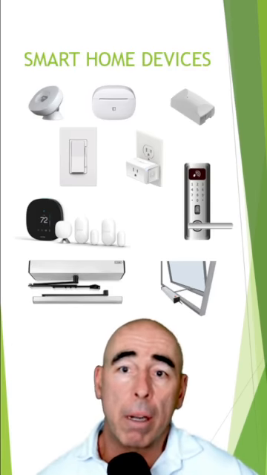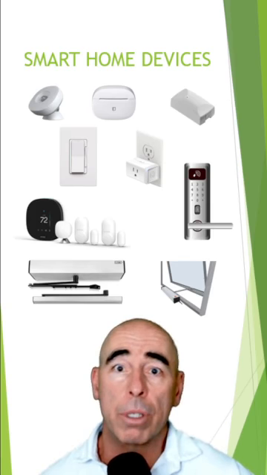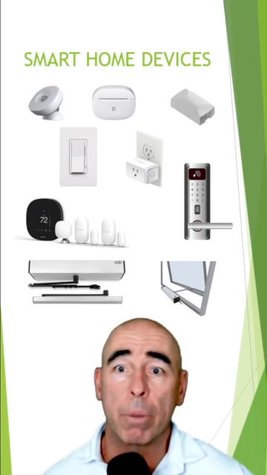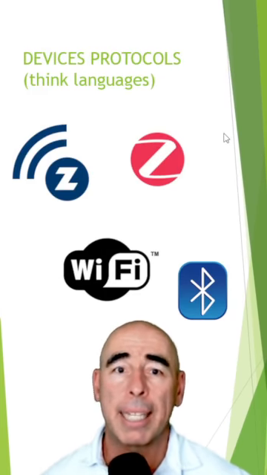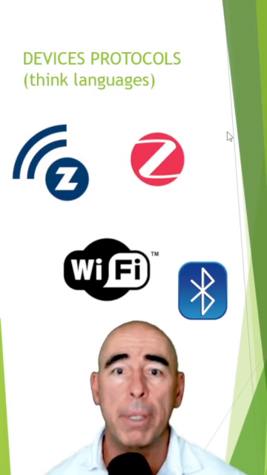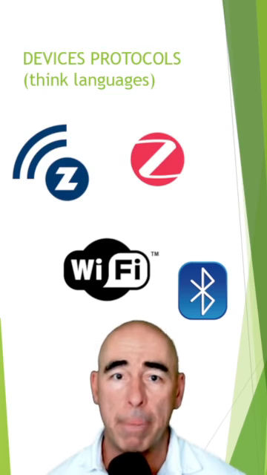Now, these include smart locks, sensors of all sorts, light switches, bulbs, automatic door openers or window openers, smart appliances, etc. Now, I mentioned protocols earlier. Think of a protocol as a language that smart home devices use to communicate with the hub and with each other. The four main protocols used in smart homes are IP over Wi-Fi, Z-Wave, Zigbee, and Bluetooth.